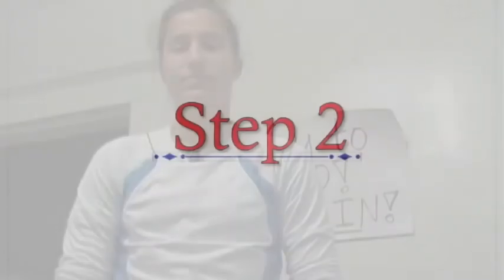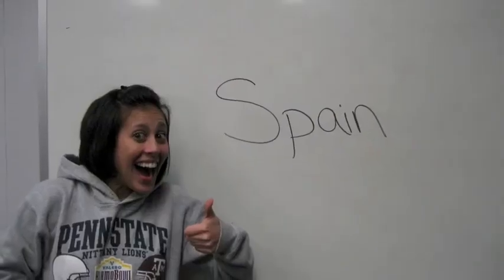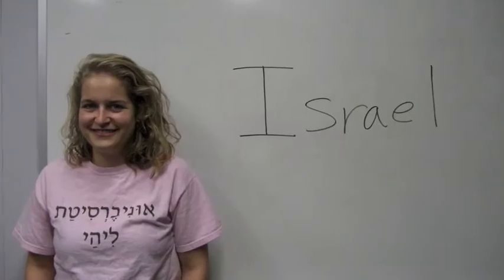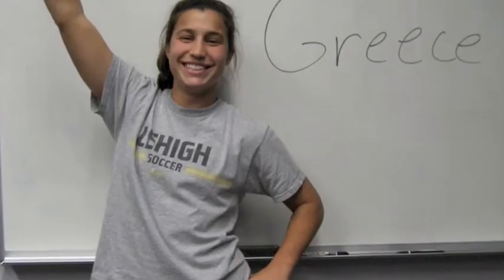First step is for you to pick your country that you're from, because each person in the car is from a different country. Step 2. Get in groups of 5 with people from different countries. My friends that are in my group are Colin from Ireland, Demaria from Spain, Corey from Israel, Val from England, and I will be from Greece.